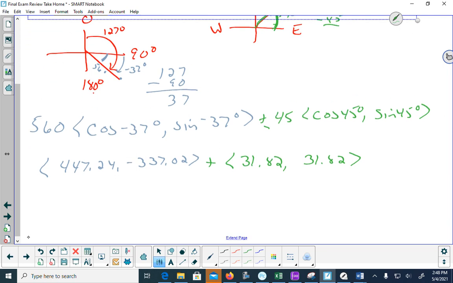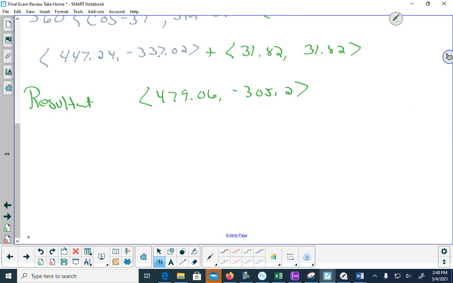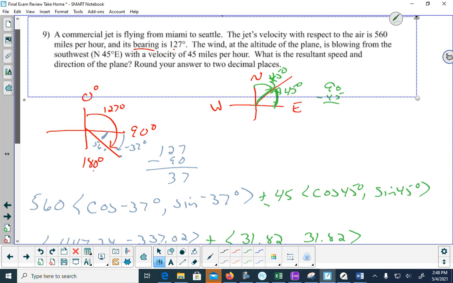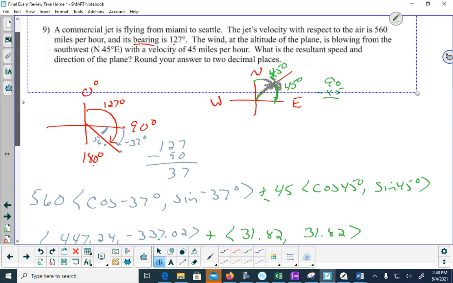Now, when I add those together, I get what's called the resultant vector. And when I add the 447 to the 31, I get 479.06. And when I add the negative 337 to the positive 31, I get a negative 305.2. And you may have a few extra decimals or a few less decimals. Don't sweat that. At the end, it'll all work out. So that's my resultant vector, and I think it's going to ask me to say what is the resultant speed and direction of the plane.